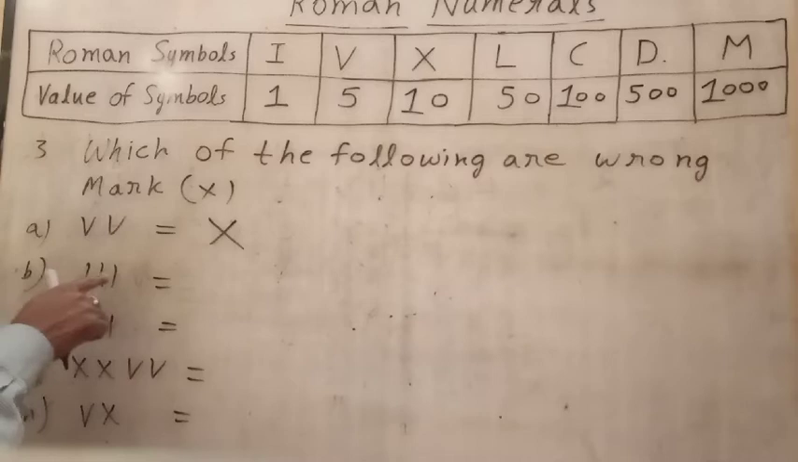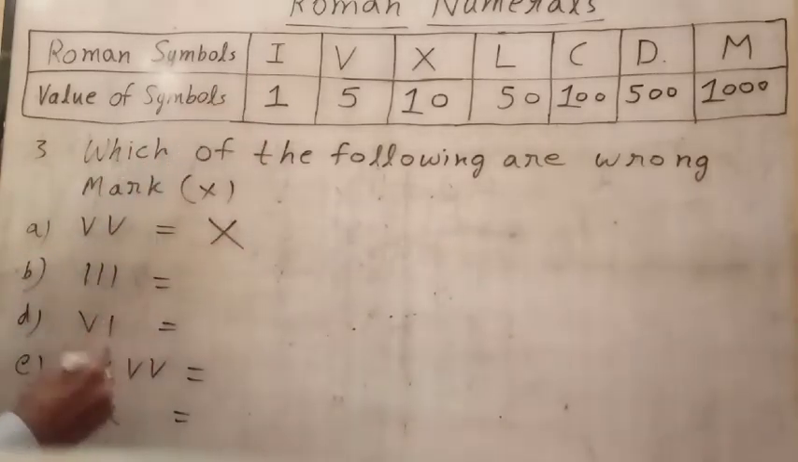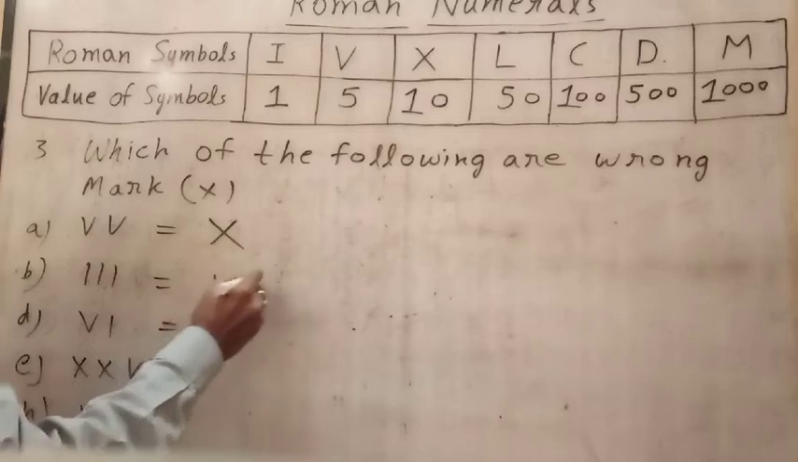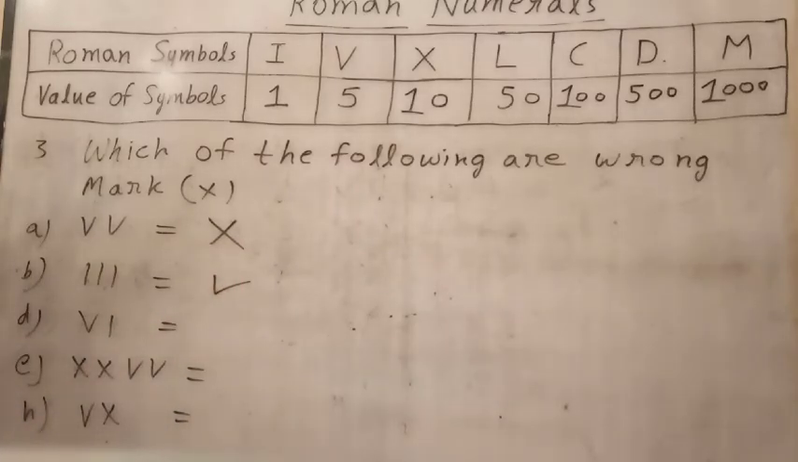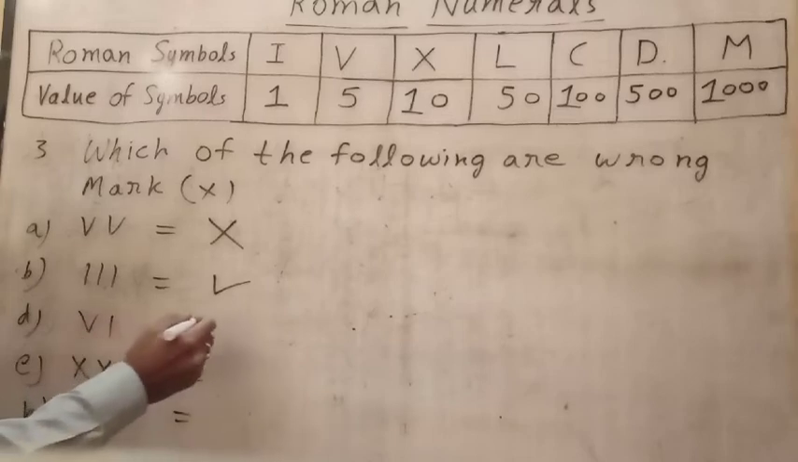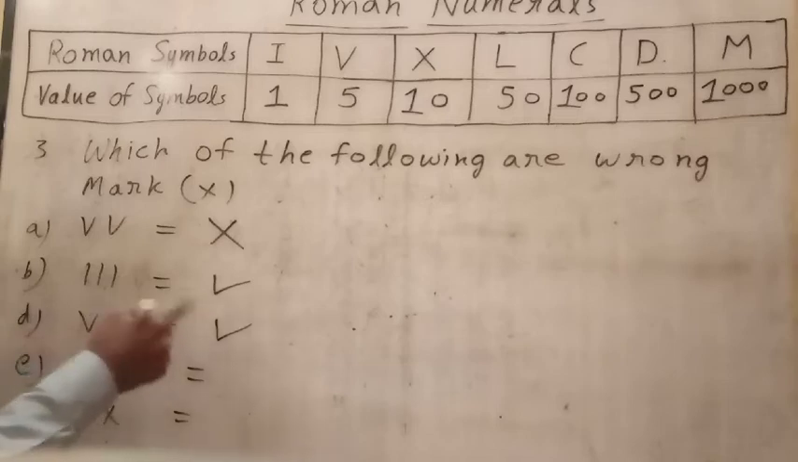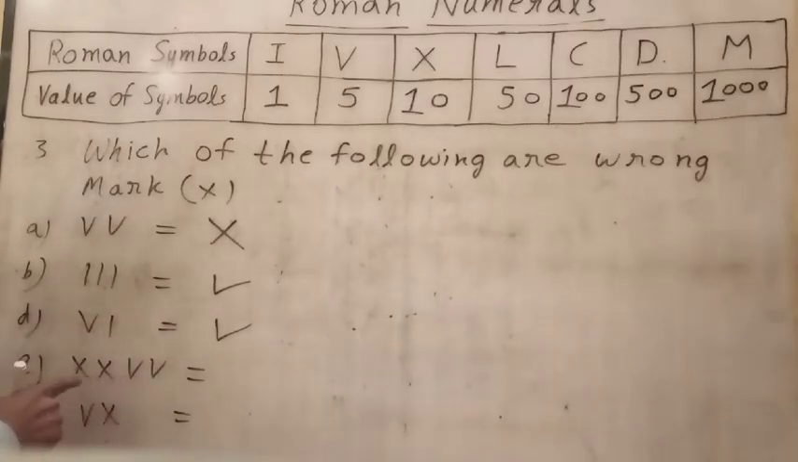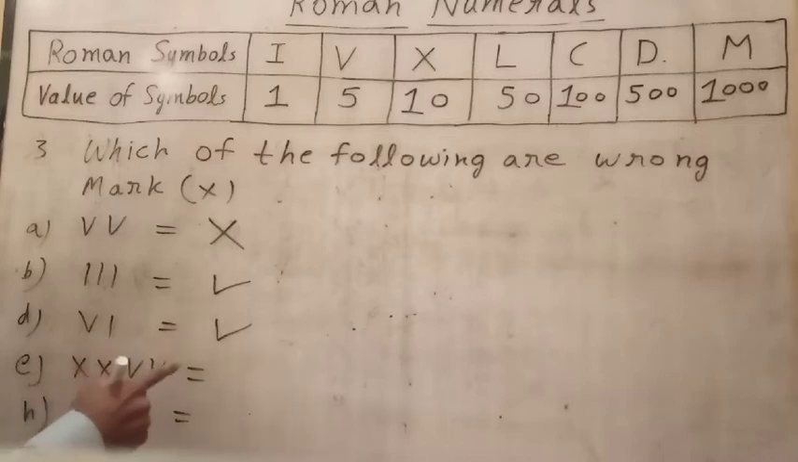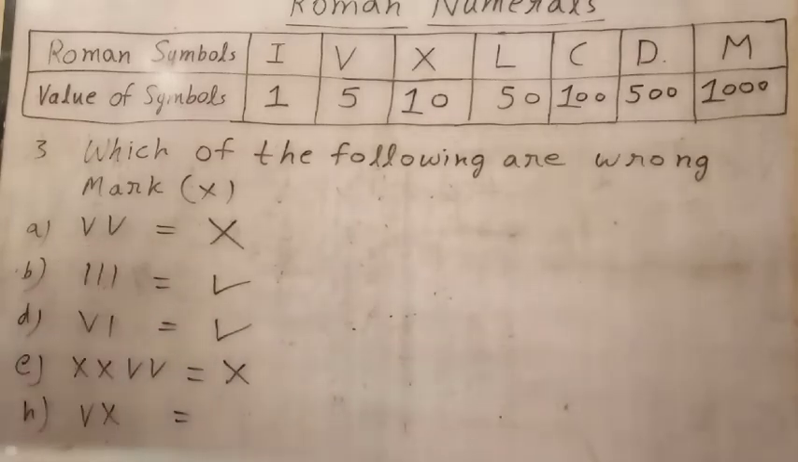Next, III: 3 times I. I we can repeat, up to 3 times, so it is correct. VI, yes, it is correct. What is the value of VI? 5 plus 1, 6. Again see, X we can repeat, but here V is repeated 2 times, so it is wrong. VX is wrong. Clear, student?